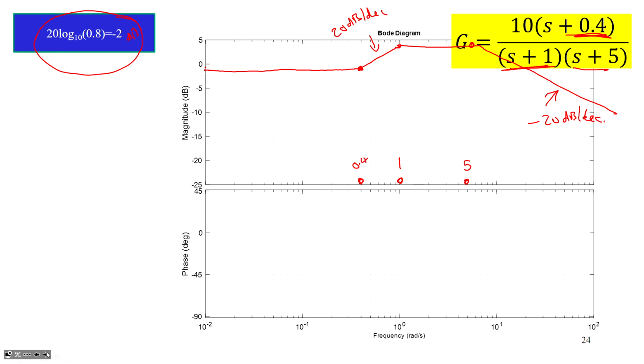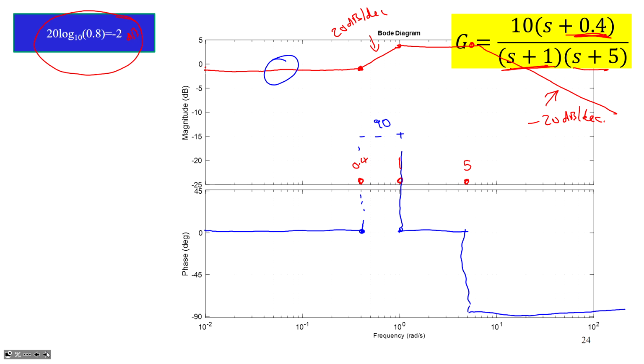I start with my low frequency gain, and then I just change the slope by 20 as I go through a zero or pole: plus 20 if I go through a zero, minus 20 if I go through a pole. Now I can do a similar thing with the phase. For low frequencies, the phase is 0. I go through a zero, so the phase goes up to 90. This is the asymptote. I go through the pole, it comes down by 90. I go through another pole, it comes down by 90. So those are the asymptotic information.